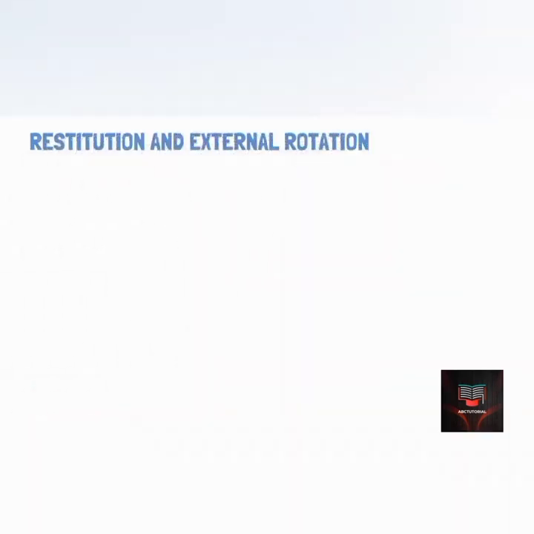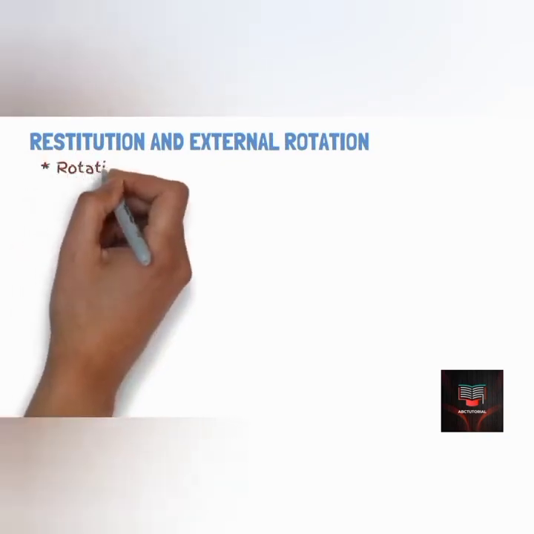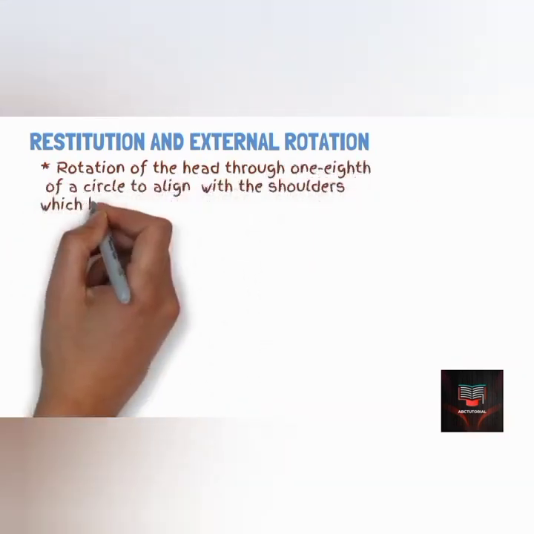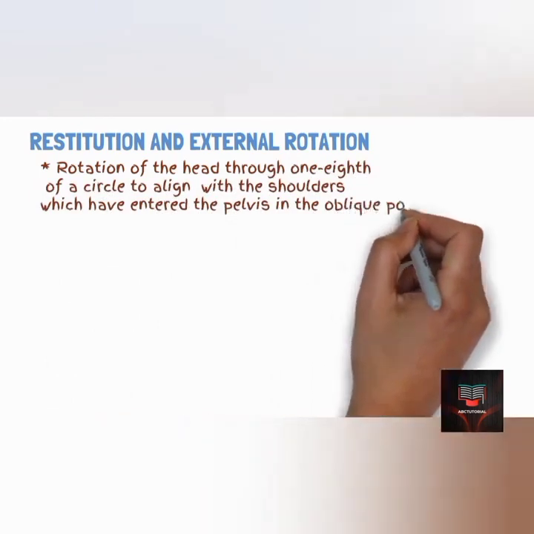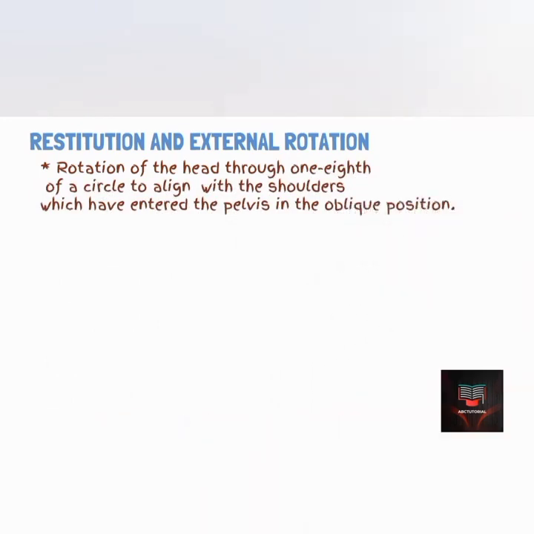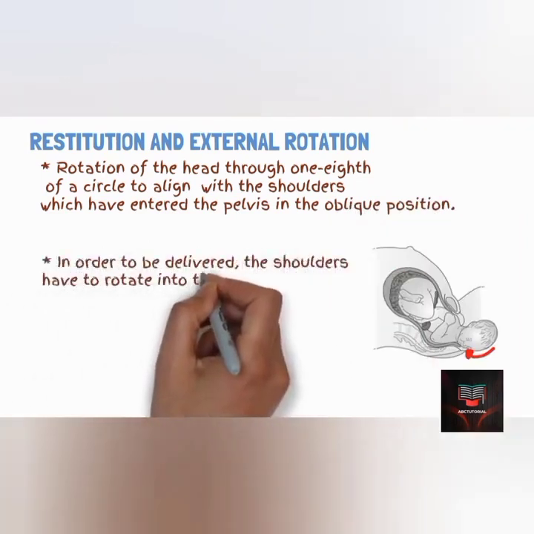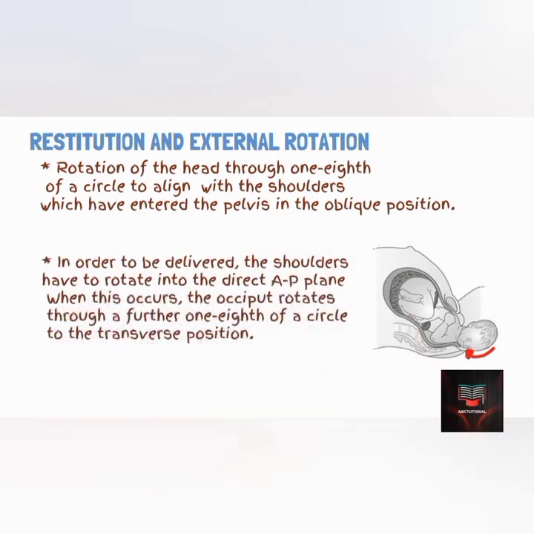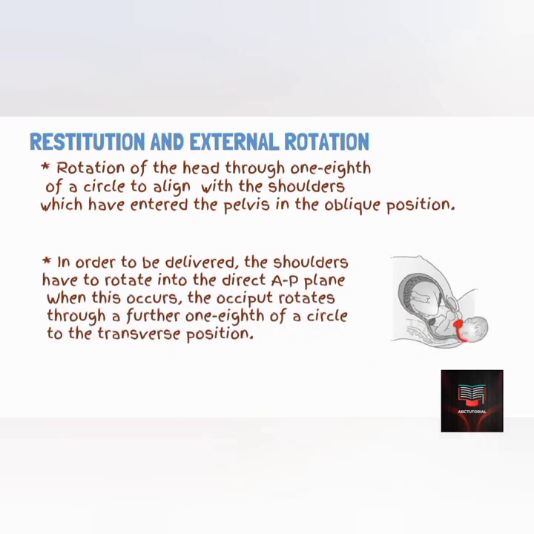Restitution and external rotation occur immediately after the head of the fetus is delivered outward, as the fetal shoulder enters into the mid-pelvic cavity. The head of the fetus must rotate through 1/8 of a cycle in order to align itself with the shoulder. After aligning itself with the shoulder, the head must rotate through another 1/8 of a cycle in such a way that the shoulder is in line with the anterior-posterior diameter of the pelvic outlet. This is to aid in easy delivery of the fetal shoulder.